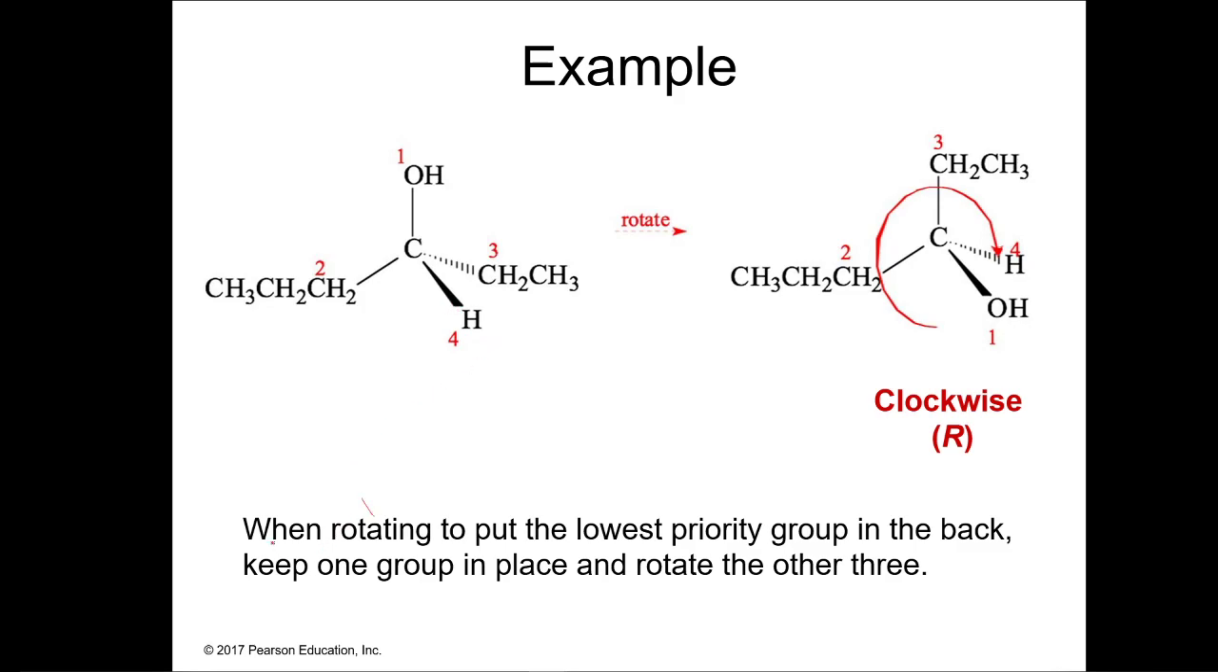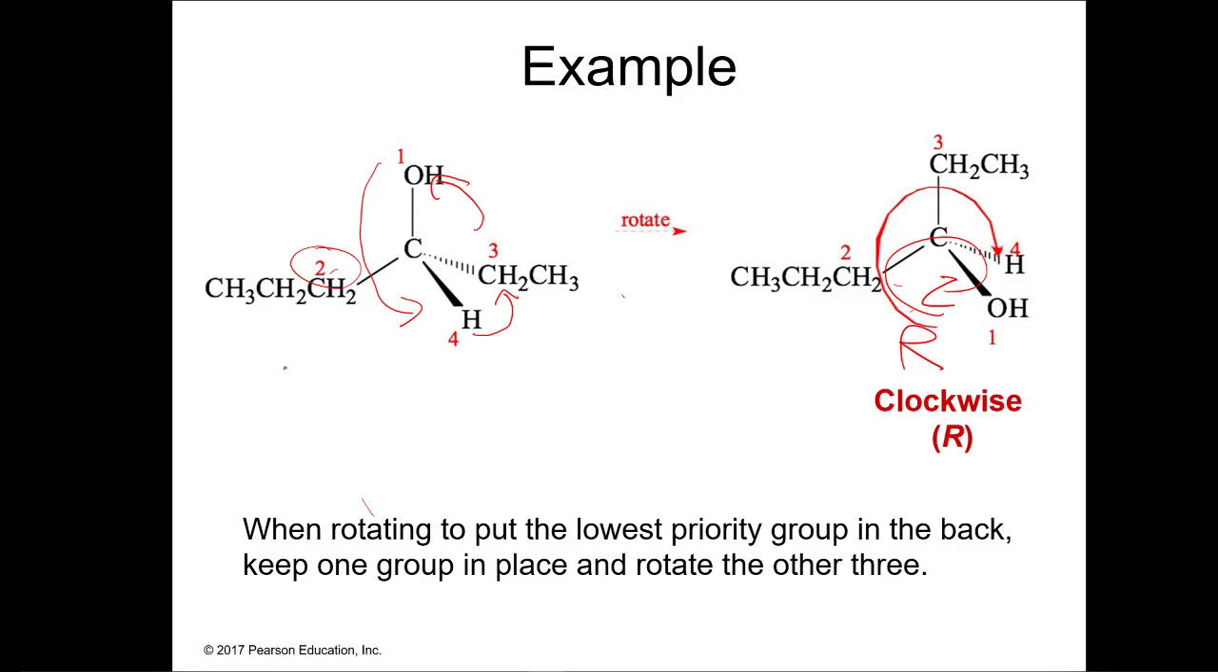It tells you, right? Okay, so when rotating, put the lowest priority group in the back, keep one group in place and rotate the other 3. So in this case, they're keeping this group in place. They're saying this is going to stay here. Then what they're doing is they're taking 1, moving it to 4, 4 moving it to 3, and 3 moving it to 1. So they're rotating the positions that way. And now 1 is the one coming towards you. 4 is the hydrogen that's going in the back. That's good. And then the ethyl group is coming up. So then we say, all right, 1, 2, 3, clockwise rotation, that's R.